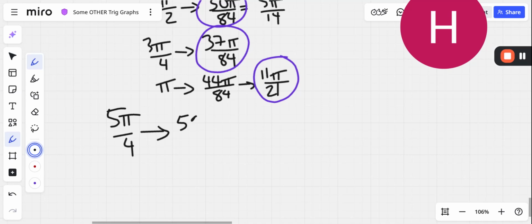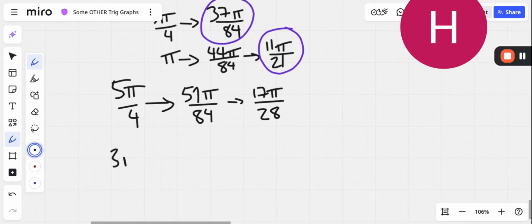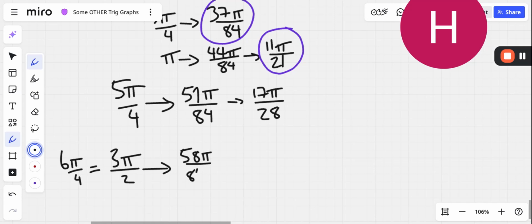So this is going to be 51 pi over 84. Those do both reduce by 3. So if I wanted to call this 17 pi over 28, that's also valid. The next asymptote would be at 6 pi over 4, which is just 3 pi over 2. And this is going to go to 58 pi over 84. This also reduces to 29 pi over 42.